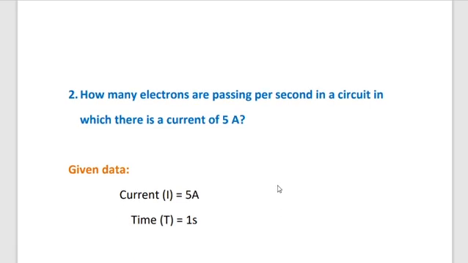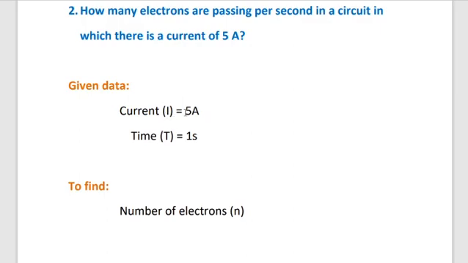Then we move to the second problem, hard question, page number 57. How many electrons are passing per second in a circuit in which there is a current of 5 ampere? First we write the given data. Current I is given 5 ampere. Time duration is per second, which means 1 second. To find: the number of electrons, that is, how many electrons pass in that particular second when 5 ampere current flows.